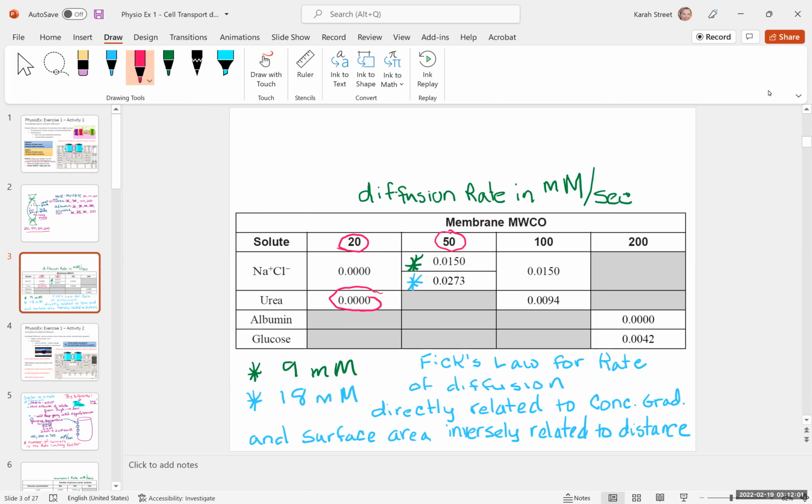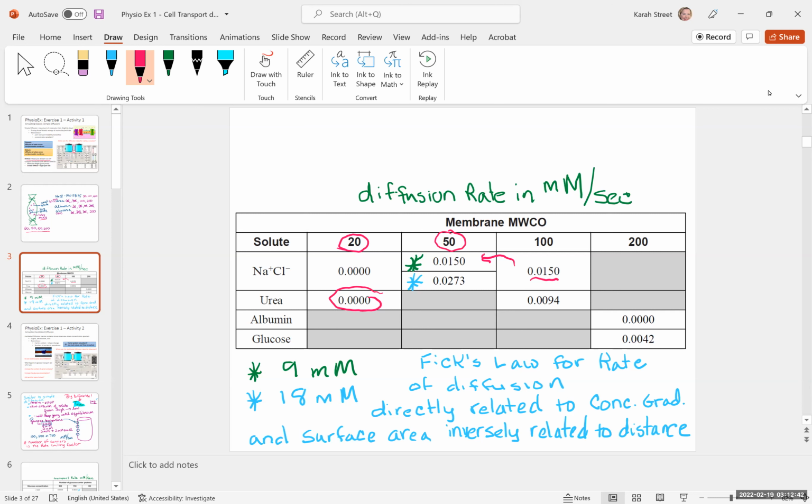Then we went to a molecular weight cutoff of 100, and we were using 9 millimolar sodium chloride again. We got the same rate of diffusion as we did for 9 millimolar using the 50 molecular weight cutoff. Well, it moves the same through a molecular weight cutoff of 100 as it would 50. We also used urea in this molecular weight cutoff of 100. Urea has a molecular weight around 60. That's less than 100. It was able to diffuse.